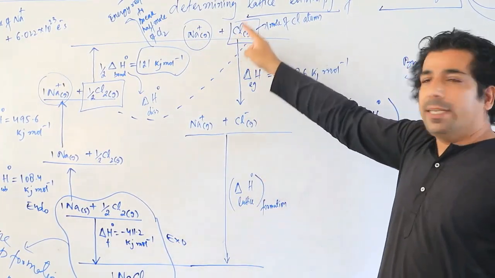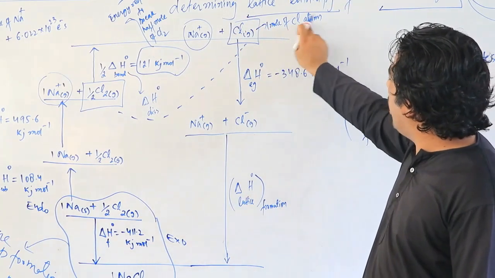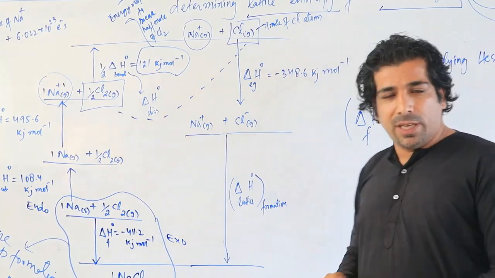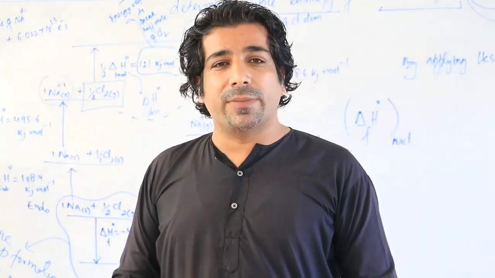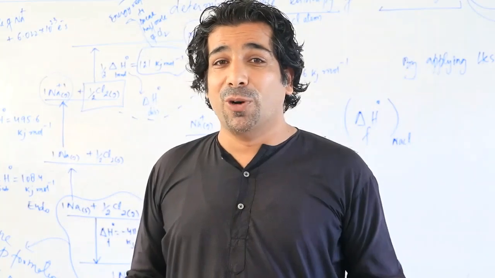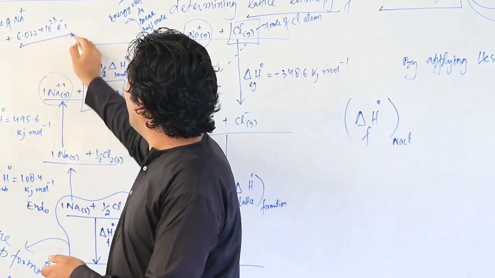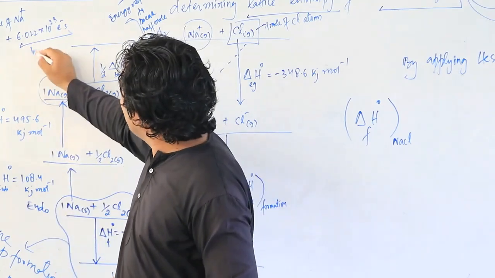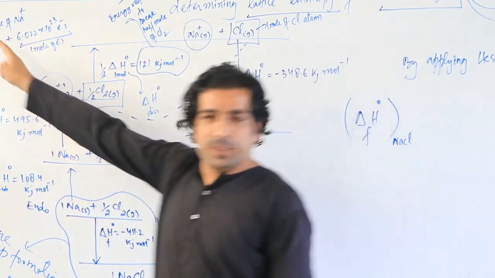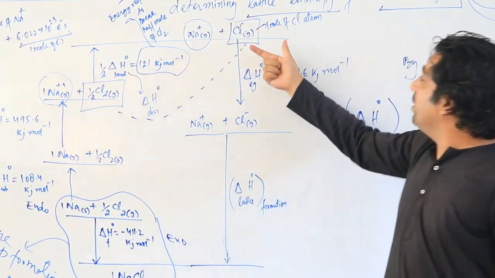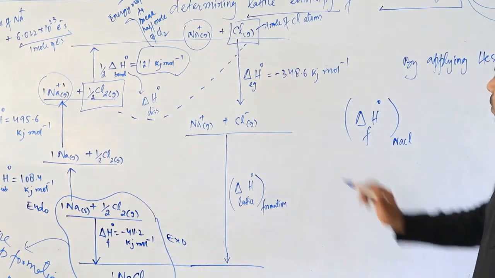But chlorine has to now gain the electrons. How many moles of chlorine atoms do you have? You have 1 mole of chlorine atoms. 1 chlorine will gain how many electrons? 1 electron. And 1 mole of chlorine atoms will gain how many electrons? 1 mole of electrons. Sodium has lost how many electrons? 1 mole. So we have here 1 mole of electrons. This 1 mole of electrons lost by sodium will be gained by the chlorine.